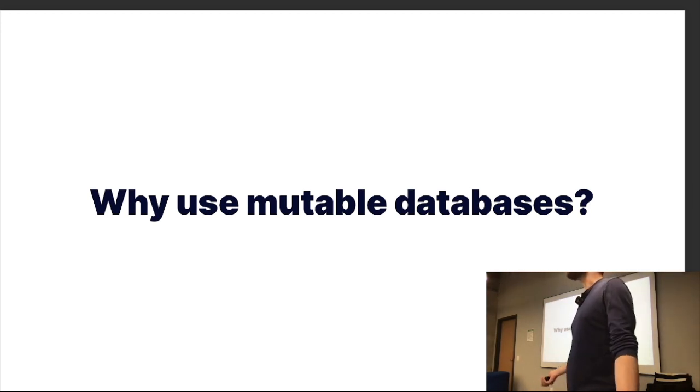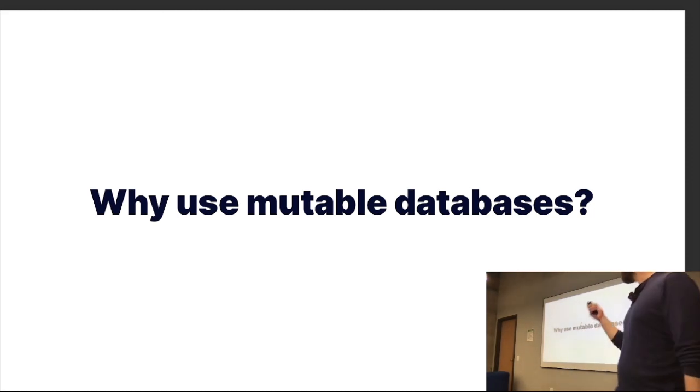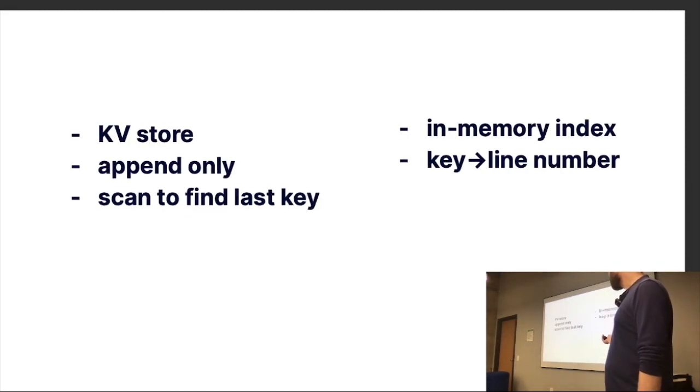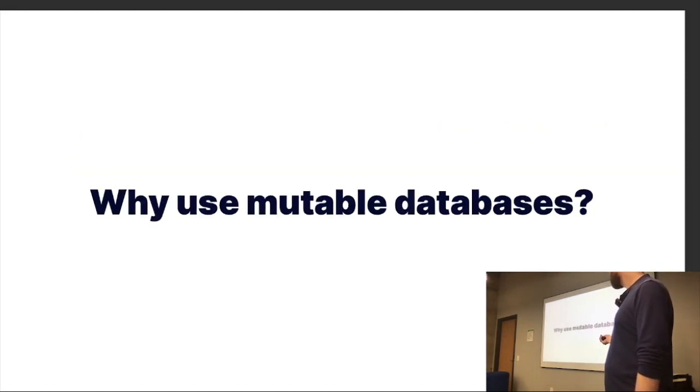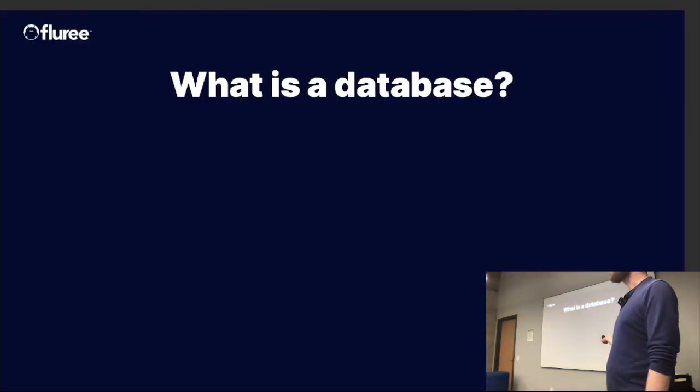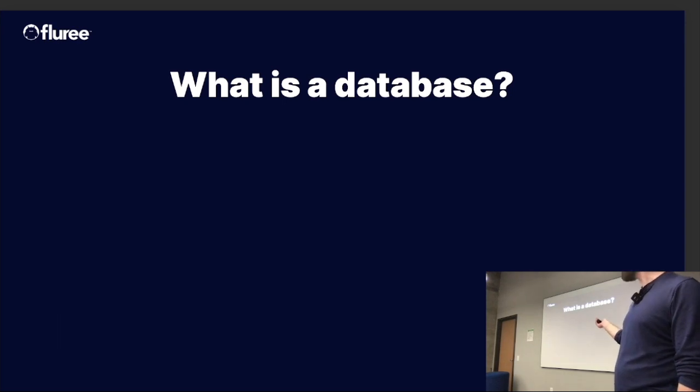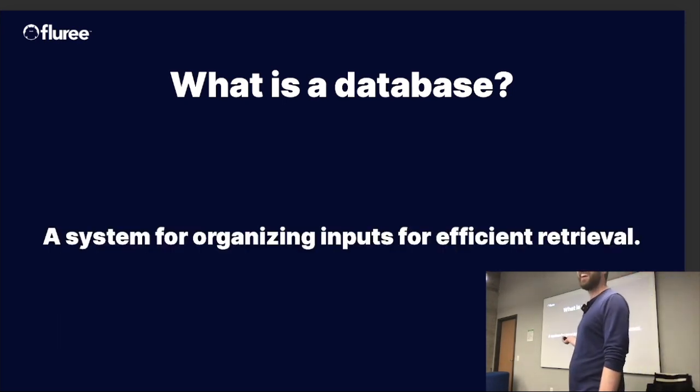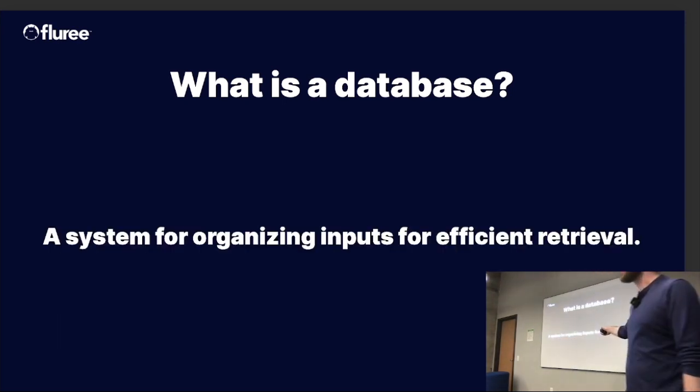It's an accident of history, is what I'd like to say. It's not an accident. We're going to take a step back and talk about what is a database. And I'm not going to do the Rich Hickey thing where I look it up in a dictionary. I'm going to make up a definition because this is how I think about it. A database is a system for organizing inputs for efficient retrieval.